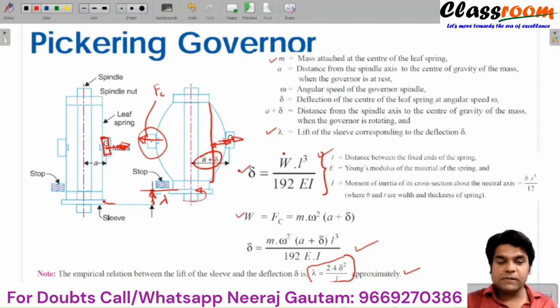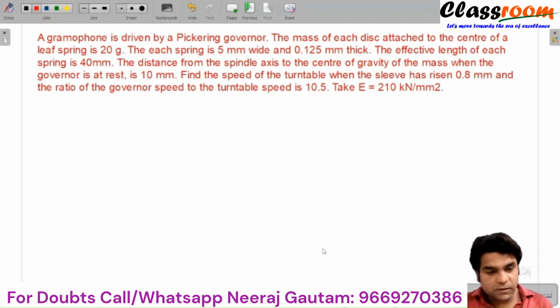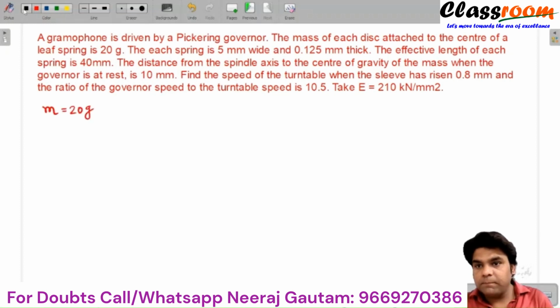Now we will see a problem based on Pickering governor. Now let's consider this problem. A gramophone is driven by a Pickering governor. The mass of each disc attached to the center of the leaf spring is 20 gram. So the mass is 20 gram. M equals 20 gram, the given data.